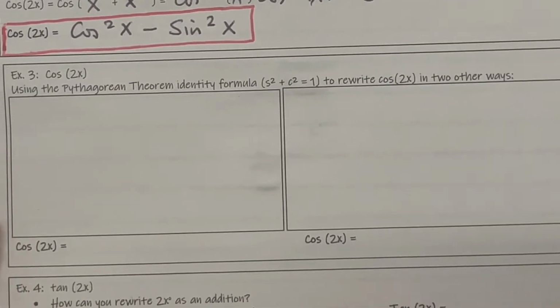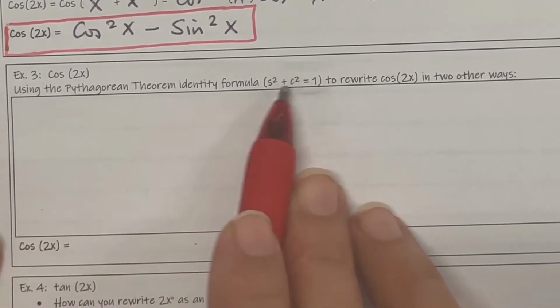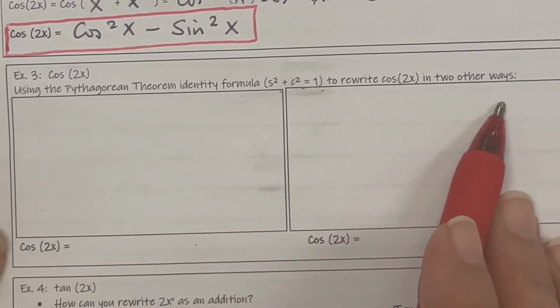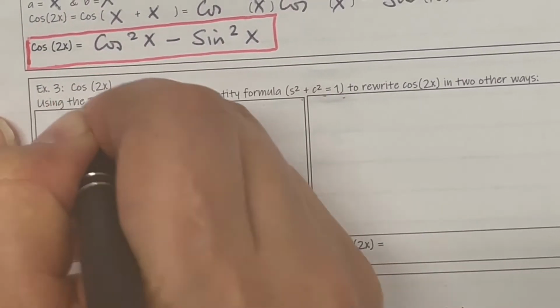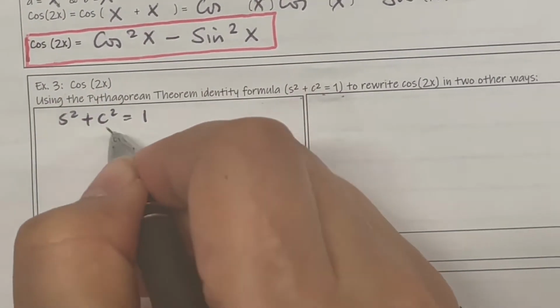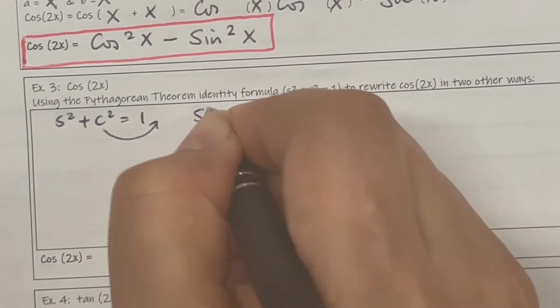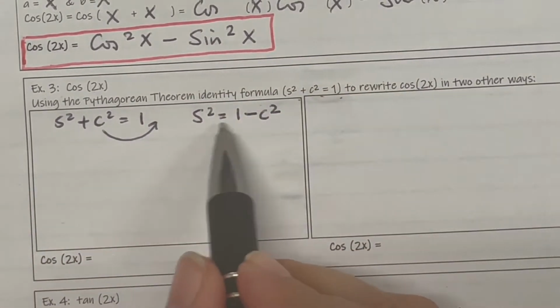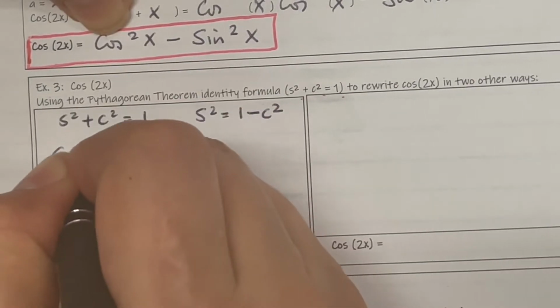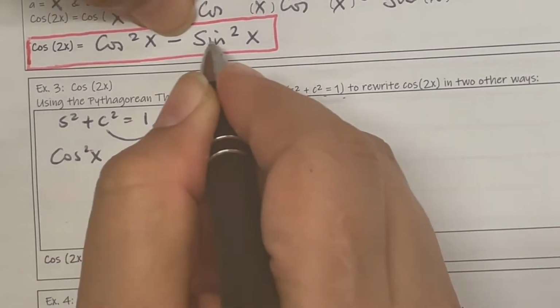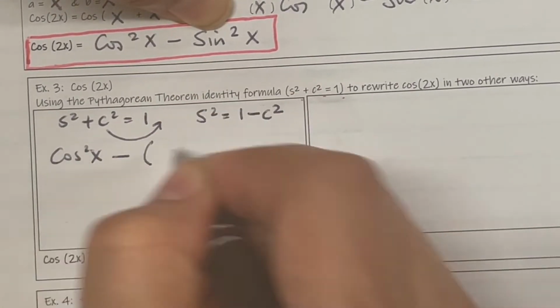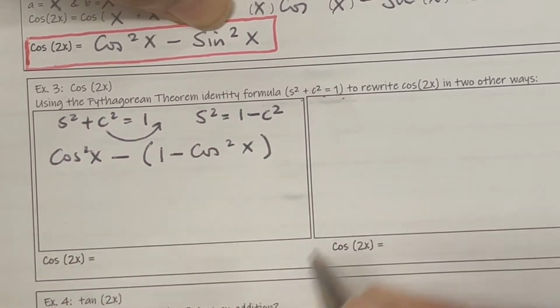Every time I see a squared, I know the Pythagorean theorem identity has something to do with it. So we can rewrite it using that. So sine squared plus cosine squared equals 1. Let's rearrange that. So let's take cosine squared to the other side. It's going to be 1 minus cosine squared is equal to sine squared. Now let's plug that in for sine squared. So we have cosine squared x minus, now instead of sine squared x, we're going to plug that in. So 1 minus cosine squared x.